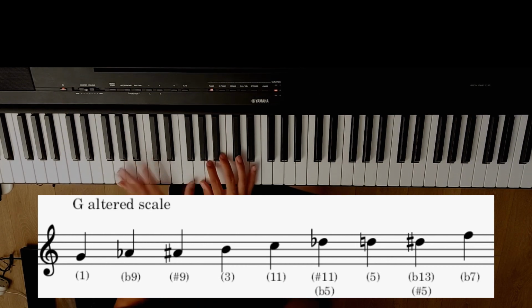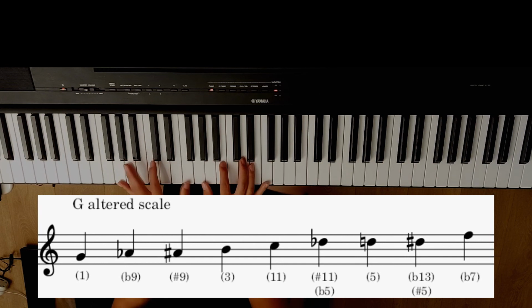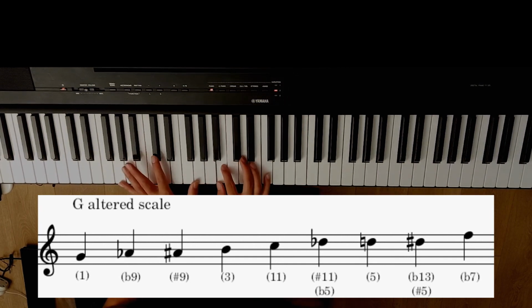This is also the same as the flat 5, sharp 5. So flat 5, sharp 5, same thing as sharp 11 and flat 13. The reason sometimes we say numbers greater than 7 is because we're actually playing the 7, in this case the F, which is the dominant, or minor 7.